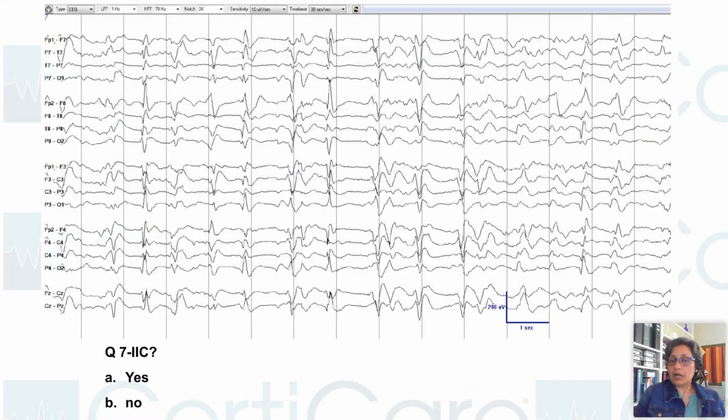All right. There are a couple of pictures here. Based on this one, do you think it is interictal continuum? It's an EEG from the same patient, 3 pictures of EEGs. What do you think? We all know that these are generalized periodic discharges based on the frequency, based on their morphology. Do you think it's an interictal continuum? Go ahead and put in your choice.